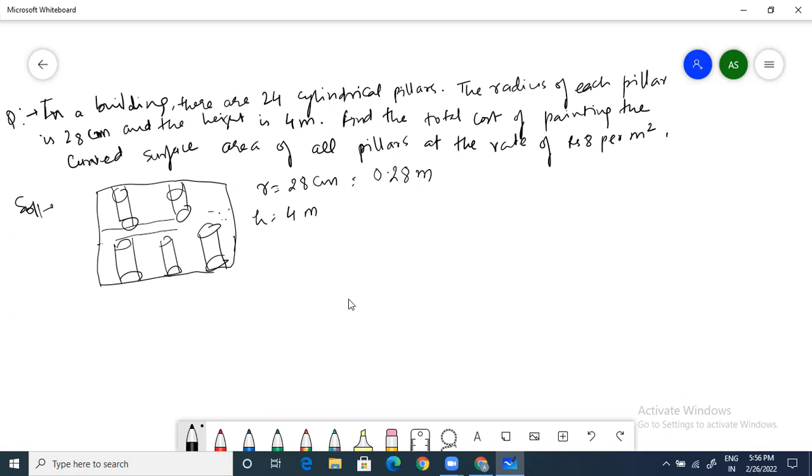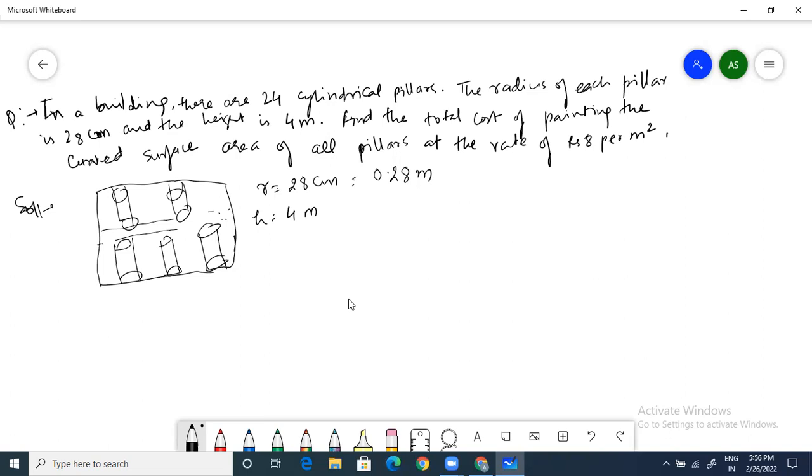These are all pillars for us. I have to find out the cost, and these are all exactly similar pillars. All 24 pillars are exactly the same. So if I calculate the surface area of one pillar, I will know how much the surface area of 24 pillars would be.